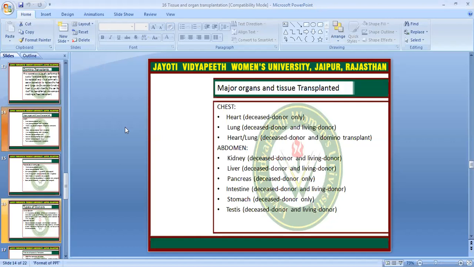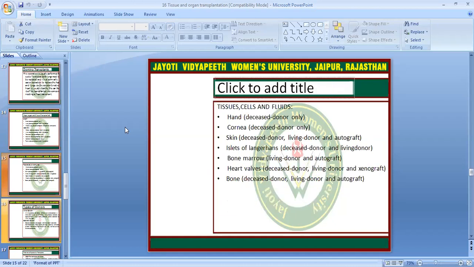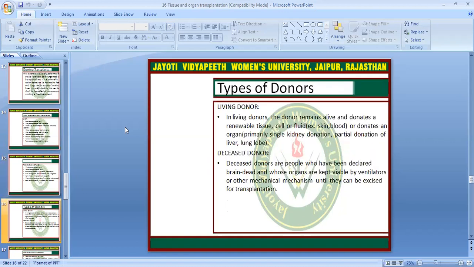Major organs and tissues transplanted: chest, heart, lung, heart-lung; and abdomen, kidney, liver, pancreas, intestine, stomach, and testes. Tissues, cells and fluids: hand, cornea, skin, islets of Langerhans, bone marrow, heart valves, and bone. Types of donor.